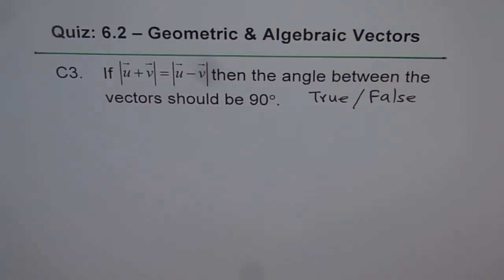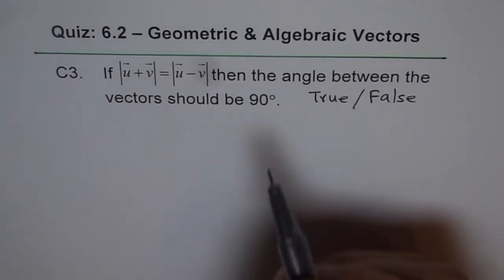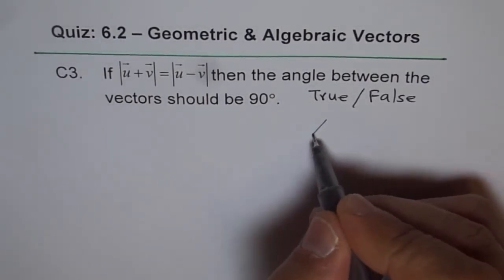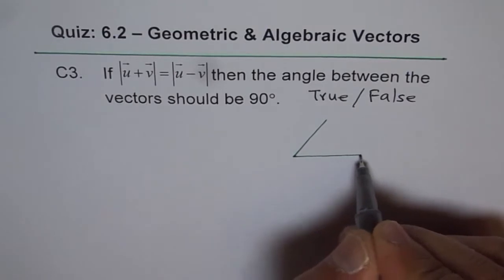Well, the answer is true. How will you explain it? That's kind of very, very important. Now, to explain it, what we can do is, to find sum or difference of two vectors, we make a parallelogram, correct? So here is a parallelogram.